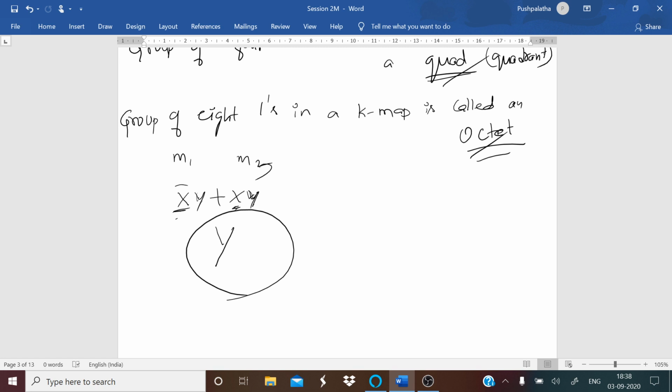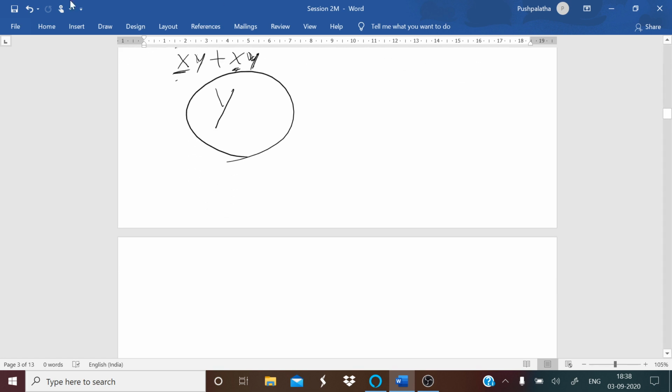If it is the same in all the stages, then you consider that. If it changes, do not consider that. Okay, so this is the answer. Now let us have one more example.